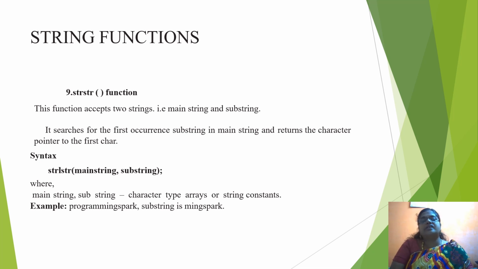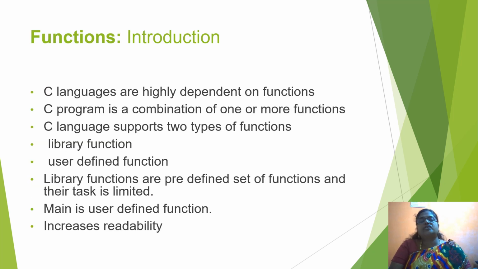Next, the strstr function accepts two strings, the main string and a substring. It searches for the first occurrence of the substring in the main string and returns the character pointer to the first character. strstr(main string, substring), where both are character type arrays or string constants. For example, the main string is "programming spark" and the substring is "ming".